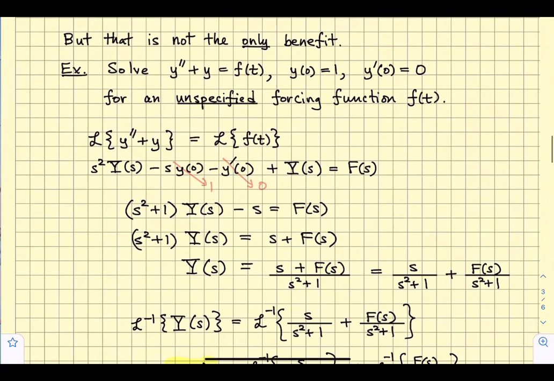But that is not the only benefit. It's not merely a computational difference or maybe even a benefit. We can also use this to solve a very wide class of initial value problems where the forcing function is not known. So let's suppose we wanted to solve the initial value problem, y double prime plus y equals f of t, with the initial conditions y of 0 is 1, y prime of 0 is 0. And we're going to solve this for an unspecified forcing function f of t.